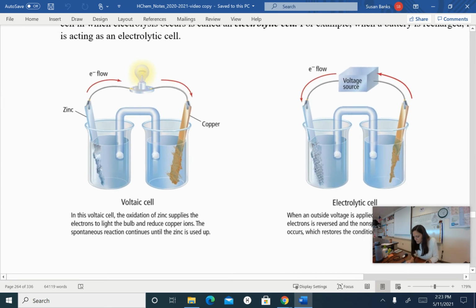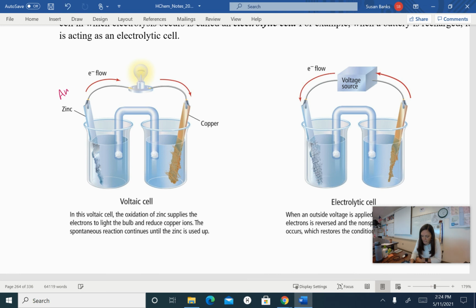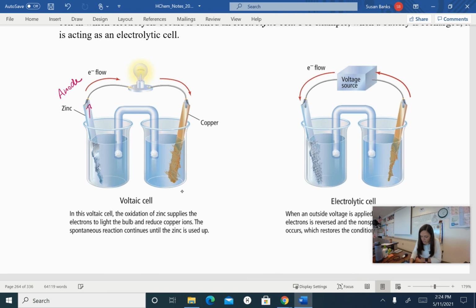So we've talked a little bit about voltaic cells. In our voltaic cell first example, we had zinc acting as the anode, and we had the electrons flowing from that zinc. So the zinc plus 2 was being dissolved into solution. So this zinc is losing mass.